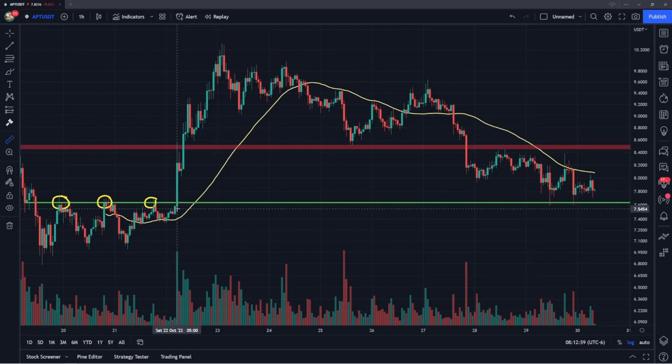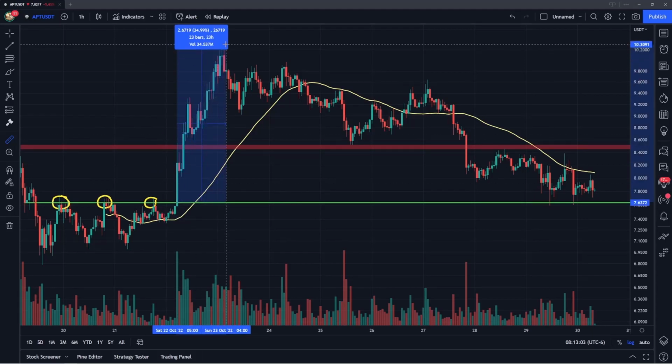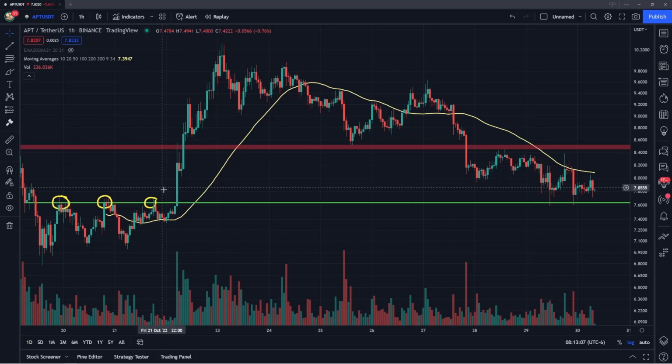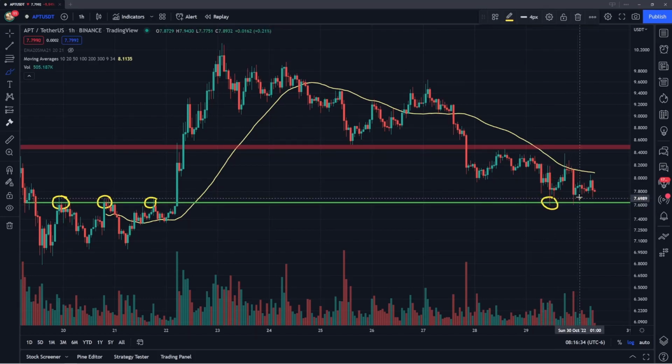So from this point, the breakout point at $7.60, Aptos actually rallied about 35% in just the following 24 hours. So a very significant move, and this is how we know that this is a key level. You can see coming into today, we actually have had 2 retests. This first one occurring earlier yesterday, and then this other one just a few hours ago.